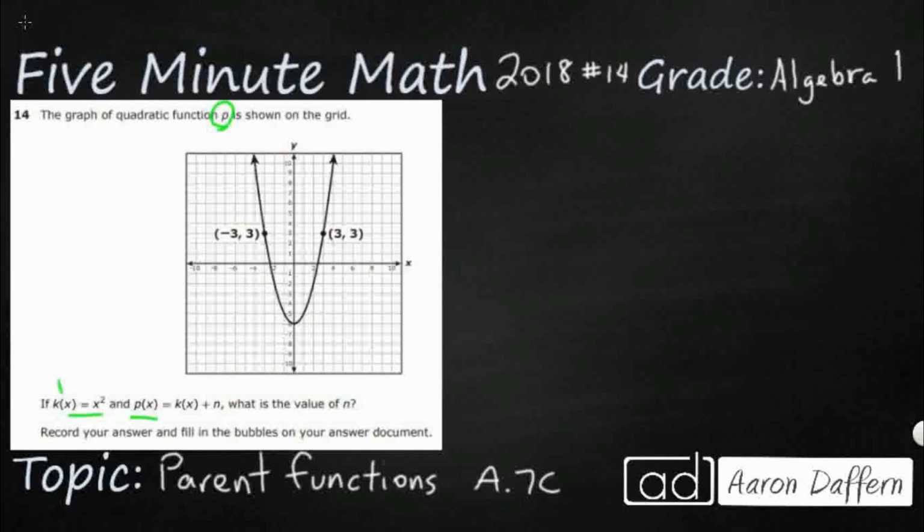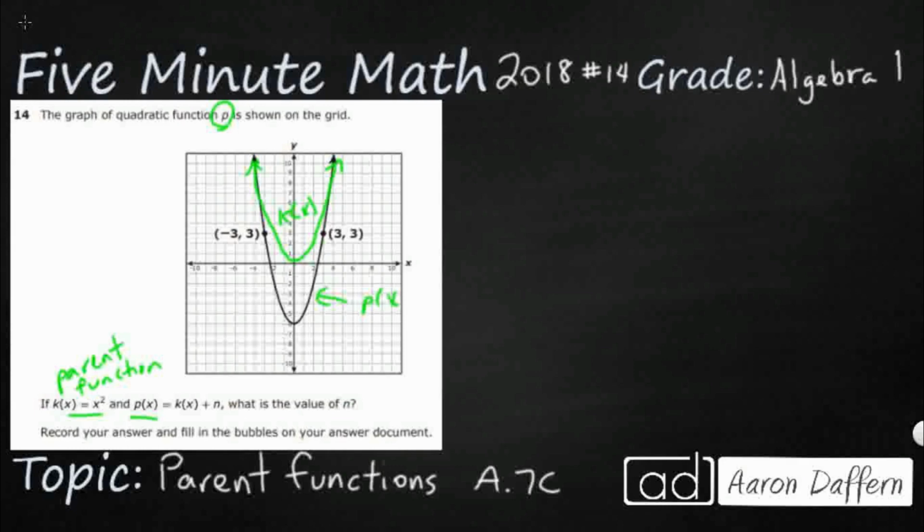Alright, so we're going to just label this our parent function. This is the most basic, boring, vanilla quadratic function you can think of. When k of x equals x squared, you just have your basic parabola here. It goes through the origin, and it comes up like this. So this is my k of x, and this right here, that's my p of x.